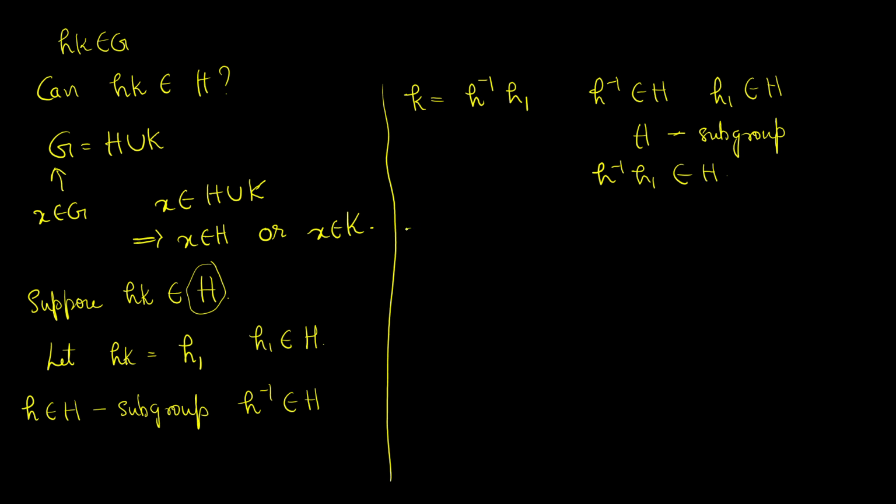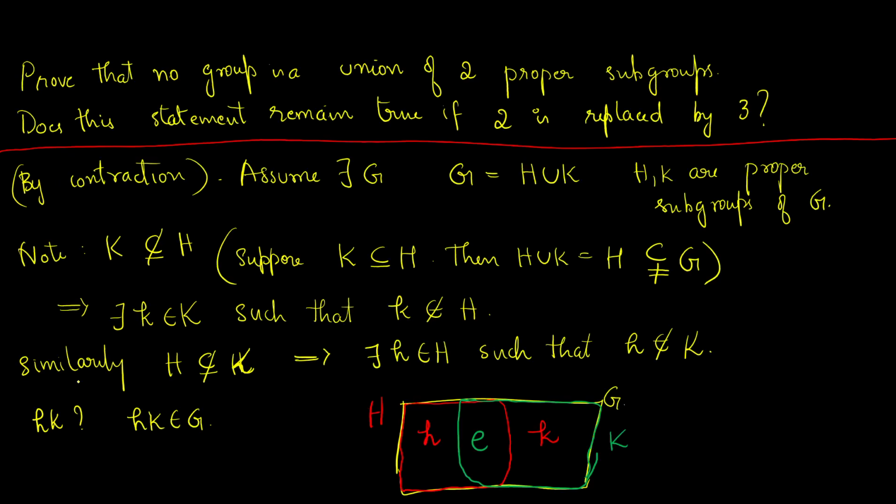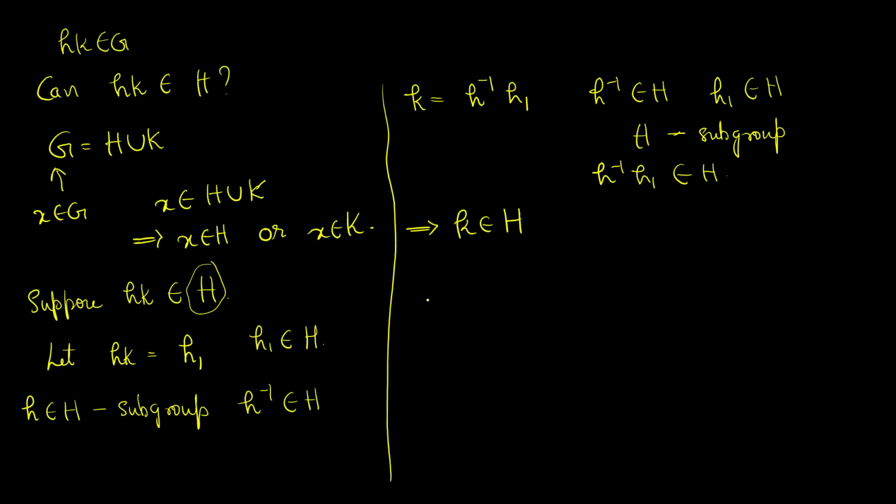What does that mean? This implies that K has to be in H, right? But that's a contradiction, right? Because we started with K being not in H. So why did we get this contradiction? Because we assumed that HK is in H. So HK cannot be in H.